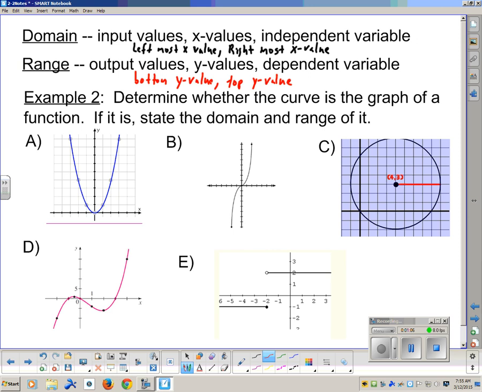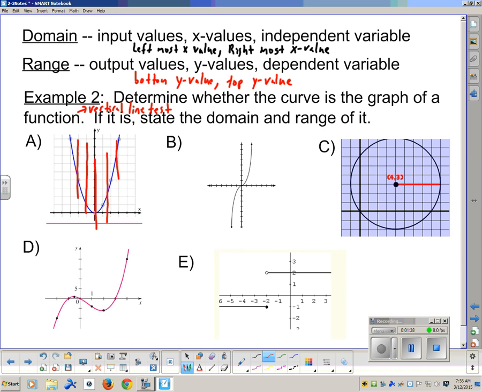So it says determine whether the curve is a graph of a function. If it is, state the domain and range. So remember, to be a function, it has to pass the vertical line test. So to pass the vertical line test, you take your pen or your pencil and go across the graph. I'll just draw it on here so you can see what I'm doing.